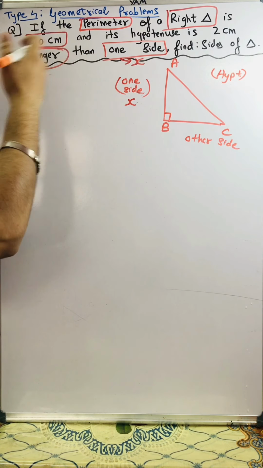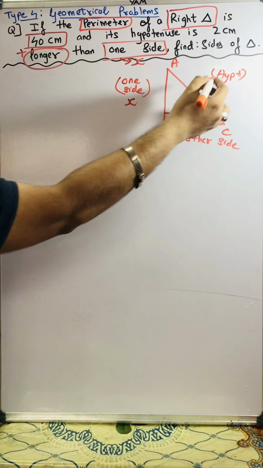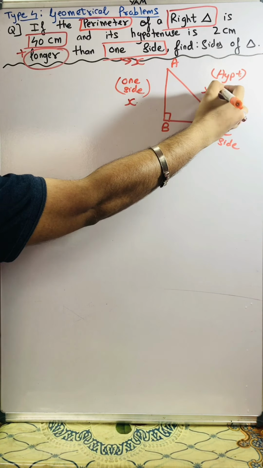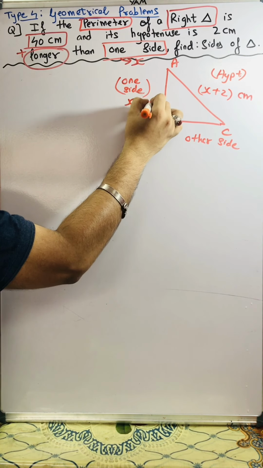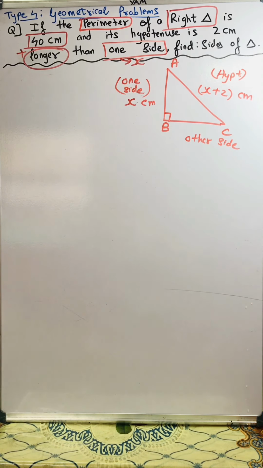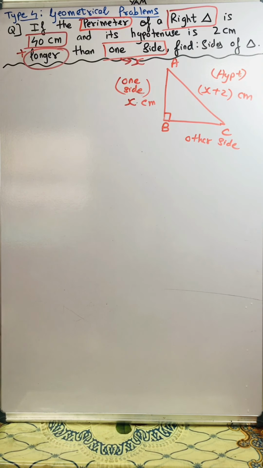So now what does this hypotenuse become? Hypotenuse is 2 centimeter longer, 2 centimeter more, so plus 2. So hypotenuse will become x plus 2 centimeter, here also centimeter. Understanding, students? Now find the sides of the triangle. It's given that find the sides of the triangle.